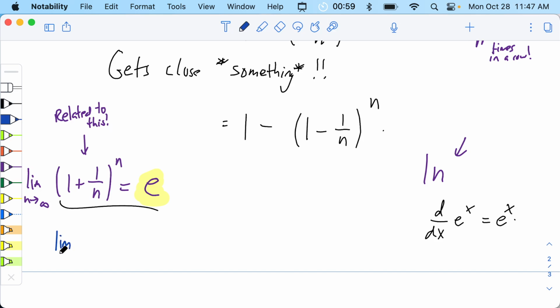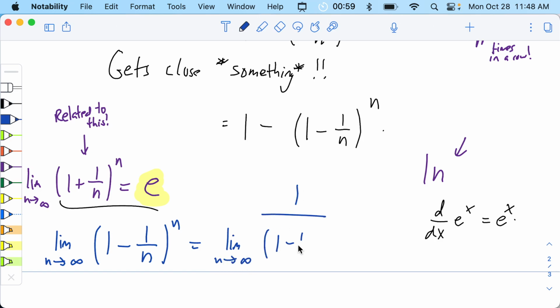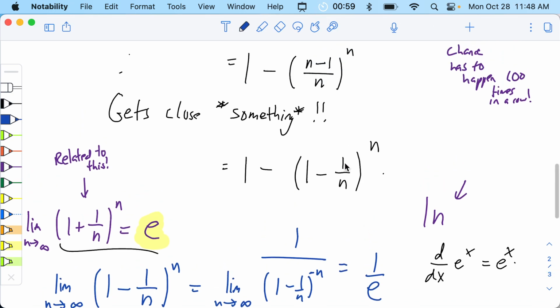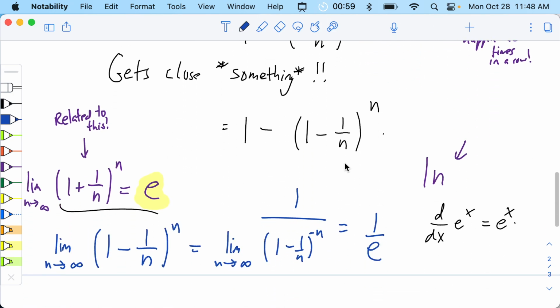But the upshot is, the limit as n goes to infinity of (1 minus 1 over n) to the power n is the same thing as the limit as n goes to infinity of 1 over (1 minus 1 over n) to the power negative n. Now you have the same thing with negatives. This is 1 over e. So if you put in a negative in the right spot, it comes in the exponent. This one is e. This one is 1 over e. So what is the thing that we are looking at? It's exactly 1 minus 1 over e. So this thing that we want is getting close to 1 minus 1 over e, which is approximately 63%.